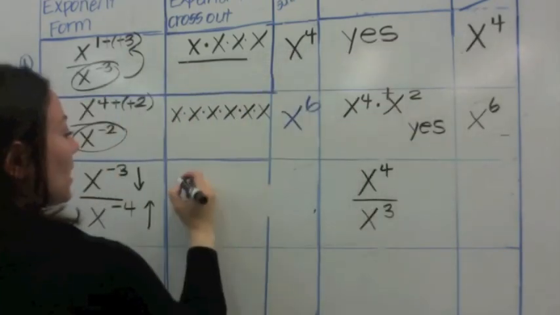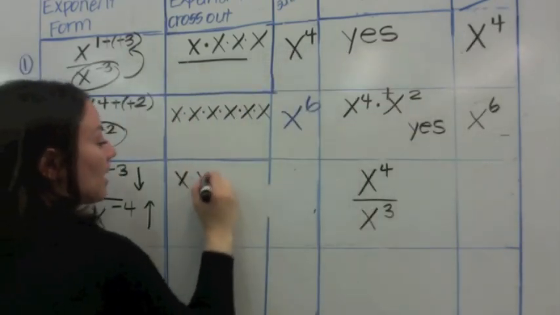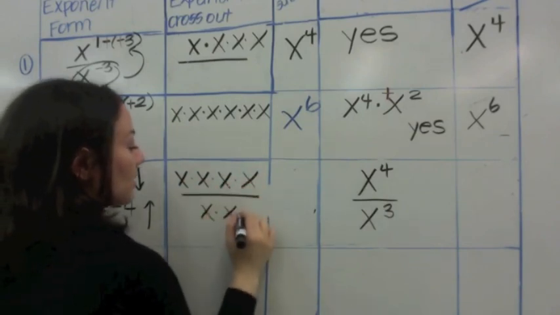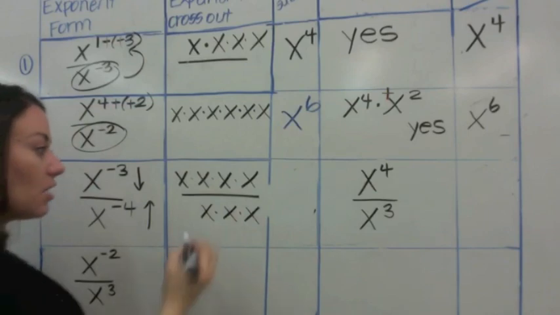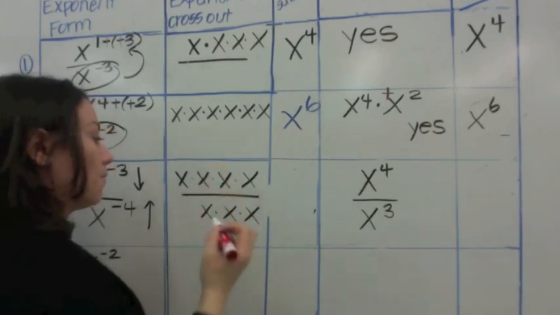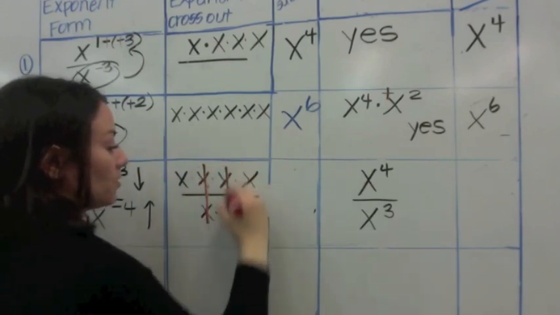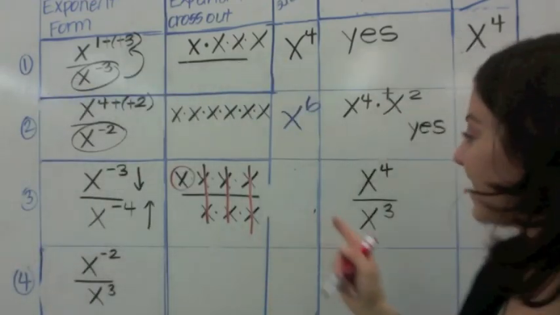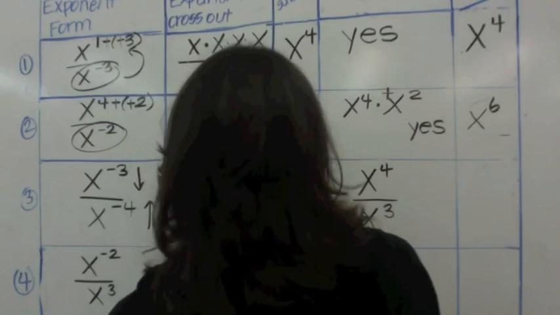So when I expanded, it would be x times x times x times x at the top divided by x times x times x. Very good. So I can go ahead and cross off pairs of x's to make 1. So 1, 2, 3. What's left? Aha! What's left is x to the power of 1.